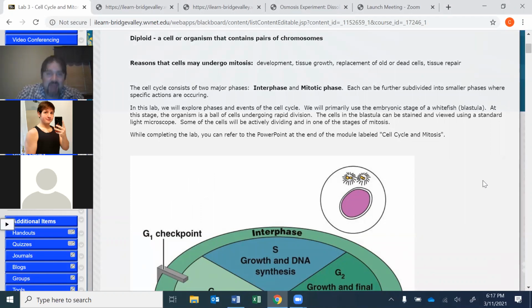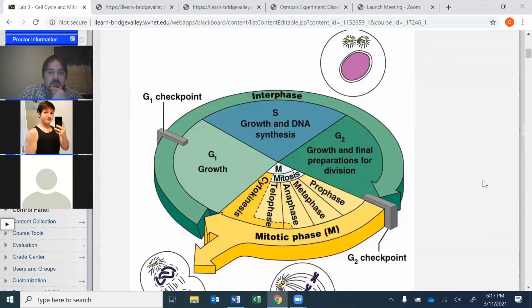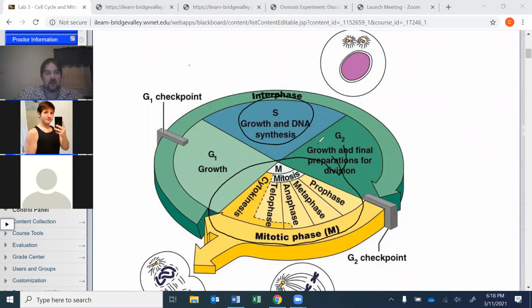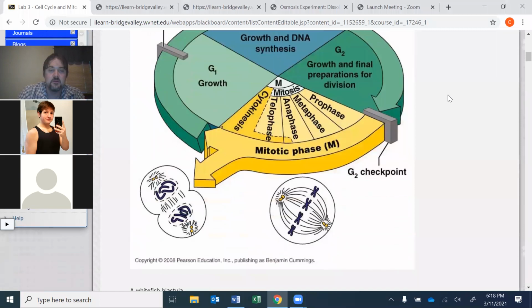It says, while completing the lab, you can refer to the PowerPoint. This right here breaks it down again. You spend most of your time in interphase, growing, performing the job. Then when you are triggered to divide, you're going to copy all of your DNA. That happens right here during S phase. And then once he's copied all of his DNA, he'll enter a brief growth period where he prepares for division. And then he will go into mitosis, divvy up the DNA, and then divide into 2. Once you get those 2 daughter cells, then they go back into interphase and continue to do their job.